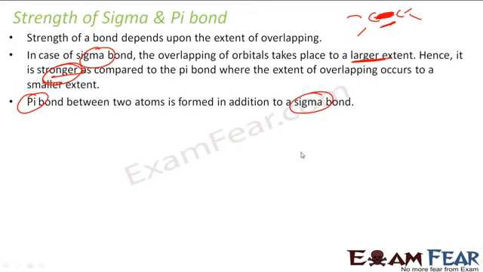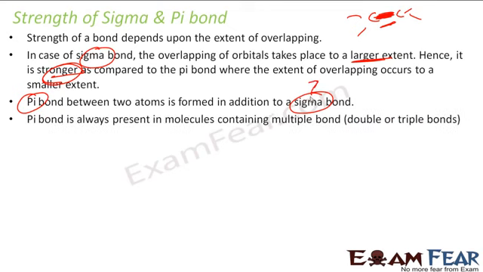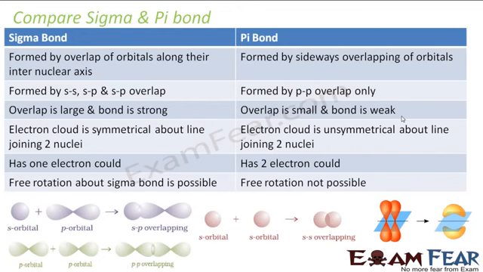If you have a pi bond somewhere, a sigma bond has to be there, because the first bond that is formed is sigma bond. In addition to that, we get pi bonds, right? And pi bond is always present in a molecule which has a double or triple bond. For a single bond, it's always sigma bond. Please note, sigma bond, single bond. For double and triple bonds, we have pi bonds.